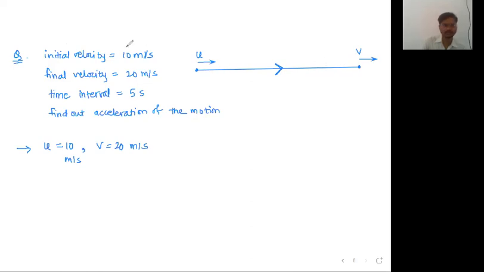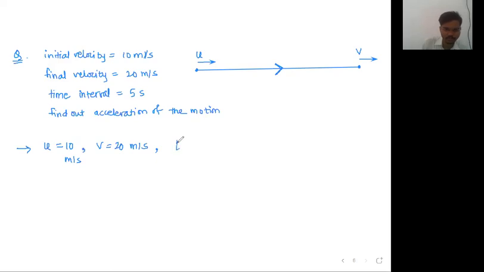This is the motion. What is the acceleration of the motion that we are asked? Very simple. Do not bother about the direction of velocities. First of all, write down what is given. The value of initial velocity is given, the value of final velocity is given. We know velocities are vectors, but do not bother about directions right now.